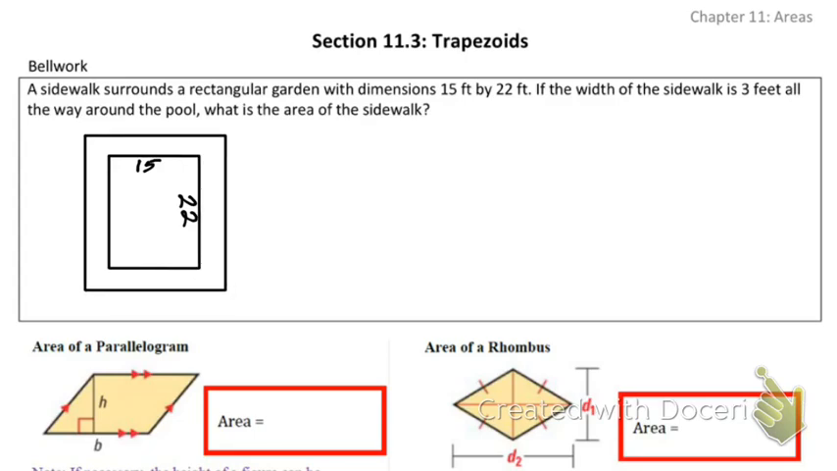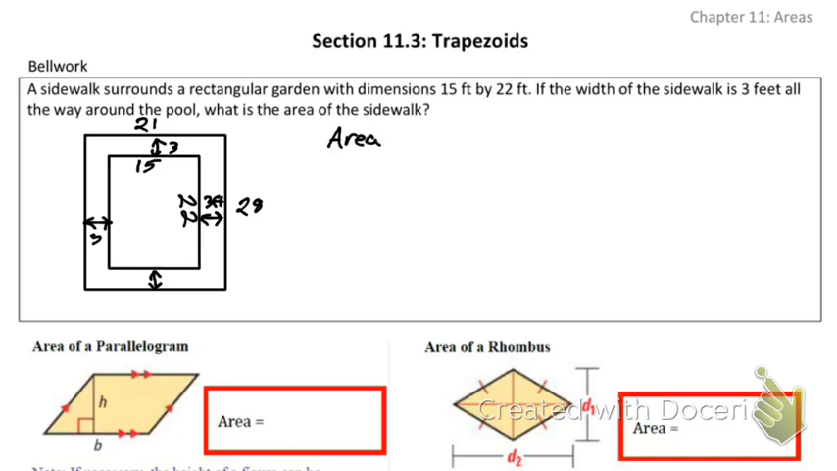All right, so that's my path going around. Remember, the path is 3 feet. In any direction you look at it, it'd be 3 feet. So the big rectangle that we have here would be 15 plus 3 plus 3, because it's 3 on either side, so it'd be 21. The vertical direction would be 22 plus 3 plus 3, so that would be 28. All right, we have a big area, we have a small area.